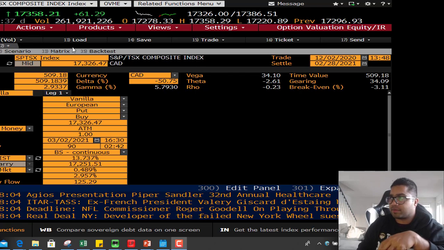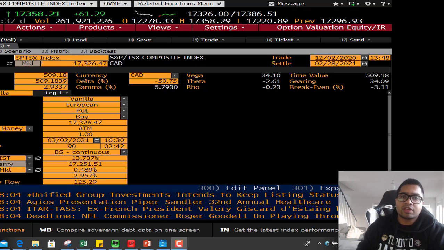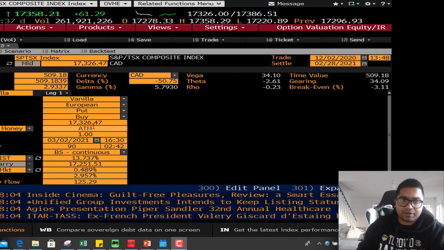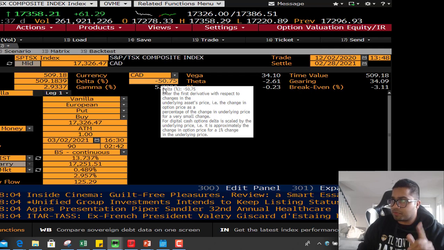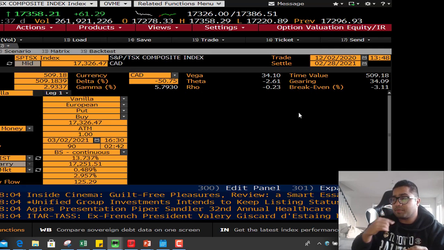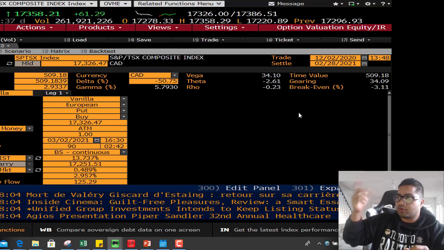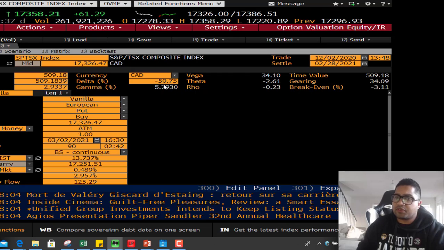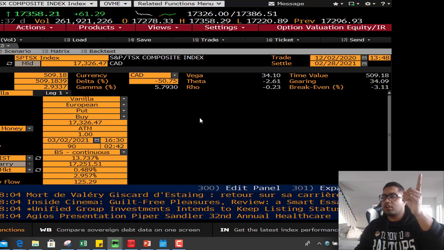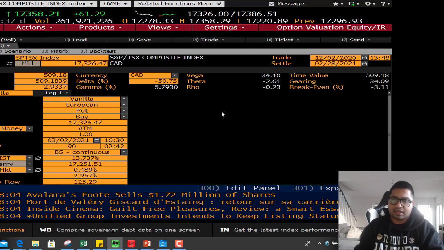Okay, so this is Bloomberg terminal. I am directly showing it to you. We're looking at TSX 60, but we are looking at a put option now. So delta for it is negative. So please note why it is negative, because if price moves up, you will lose value. If price moves down, you will gain value. So it is 50%. Means every $1 movement up, you will lose 50 cents. Every $1 movement down, you will make 50 cents.